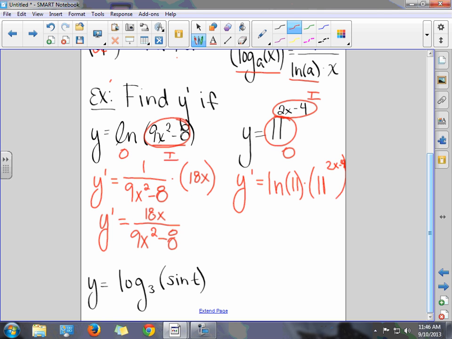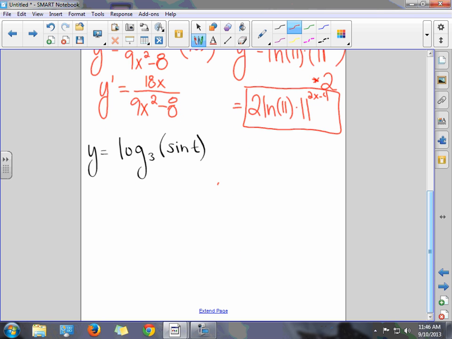And now I want to multiply by the derivative of my inner function. The derivative of 2x is just 2. The derivative of negative 4 is 0, so this will be just times 2. And I'll clean it up for you a little bit. So I get 2 natural log of 11 times 11 to the 2x minus 4. I think y'all are doing a great job. We're almost done.